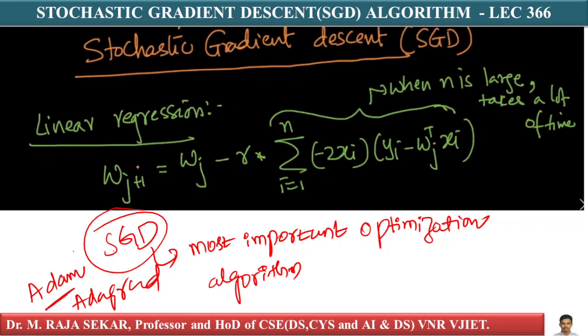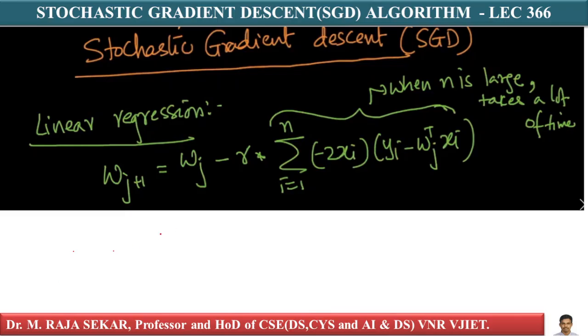SGD is as important as linear algebra to data science today. In this modern world of data science, earlier it was not so much, but today it is literally the most fundamental thing. Having said that, let's see what SGD is. We will try to understand. This is W_{j+1} = W_j - r * sum i equal to 1 to n of (-2 x_i)(y_i - W_j^T x_i). It's the gradient descent, isn't it?